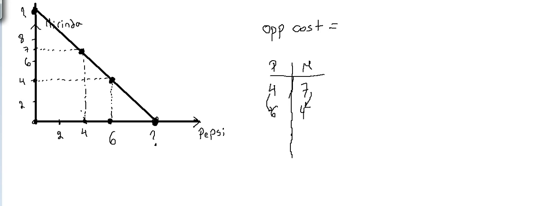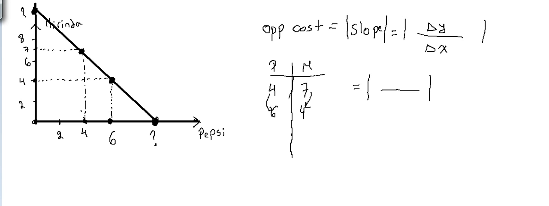The opportunity cost, and we have to be careful: since it's a cost, it will not be negative. So that's why we take the slope in absolute value. And what is the slope? Slope of a straight line is the change in y to the change in x. It's a ratio, delta y over delta x. And what is delta y equal to? It's a change in y. This means it's y2 minus y1 over x2 minus x1.